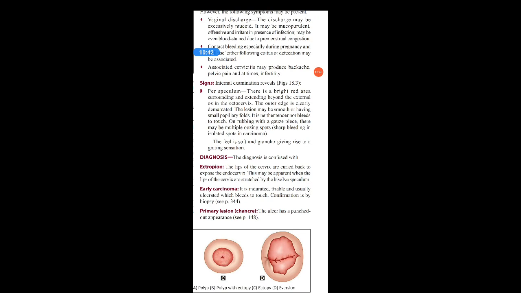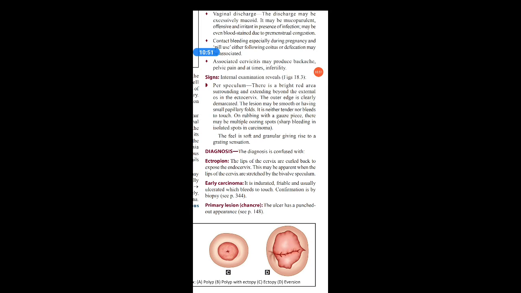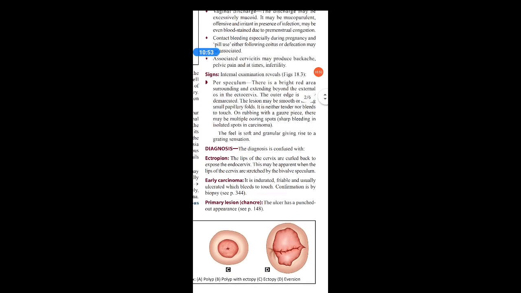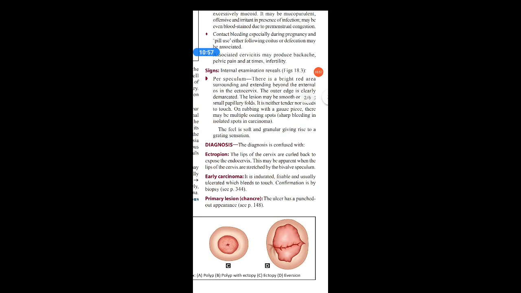If you rub it with a thin cloth or gauze piece, you will find multiple oozing spots over it. The feel is soft and granular, giving rise to a grating sensation. So if you rub it with the help of a gauze piece, you can find multiple oozing spots, a grating sound and a soft feel. These are the examination methods.